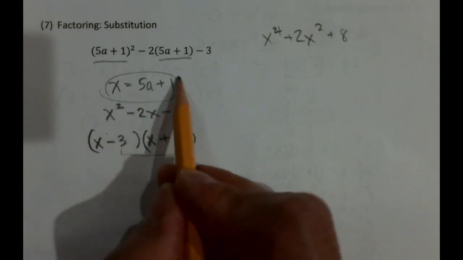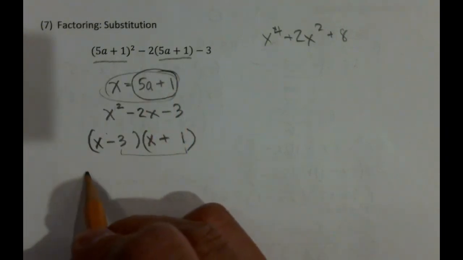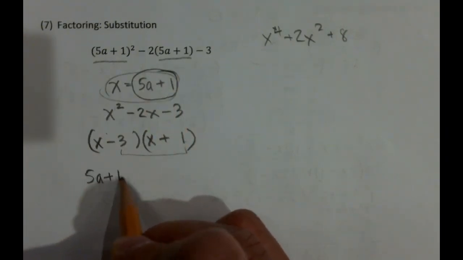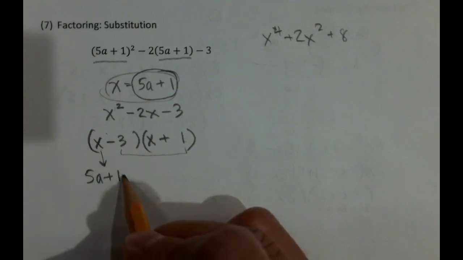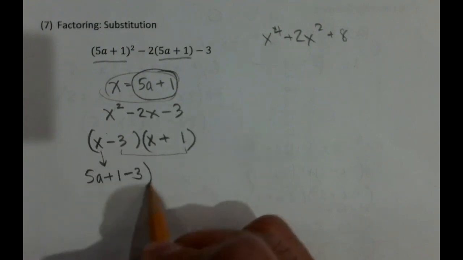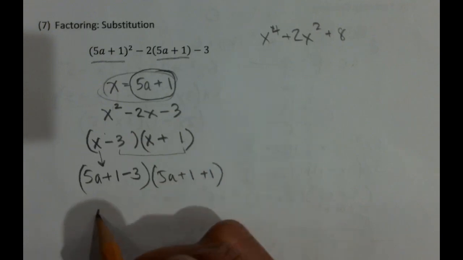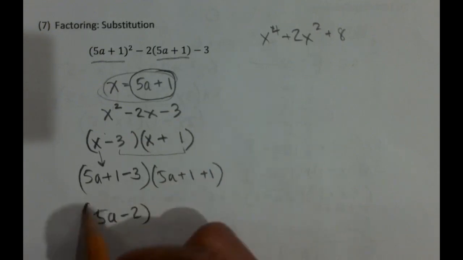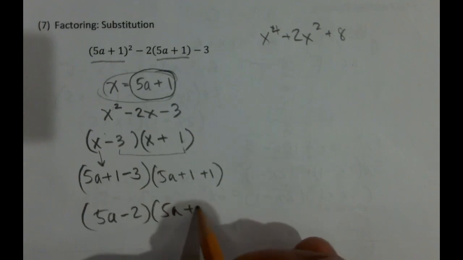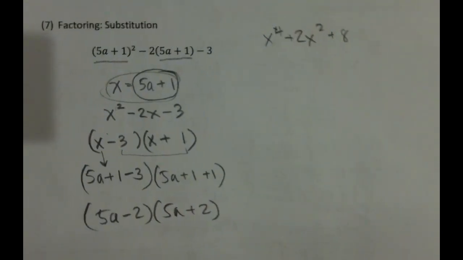Because remember, x is actually my placeholder for this, so I need to go back and replace that. Right, x is 5a plus 1, and then there's the minus 3, 5a plus 1, and then simplify. Minus 2 here, 5a plus 2 here. Alright, which actually, interestingly, we have a difference of squares, but we'll leave it factored like that.